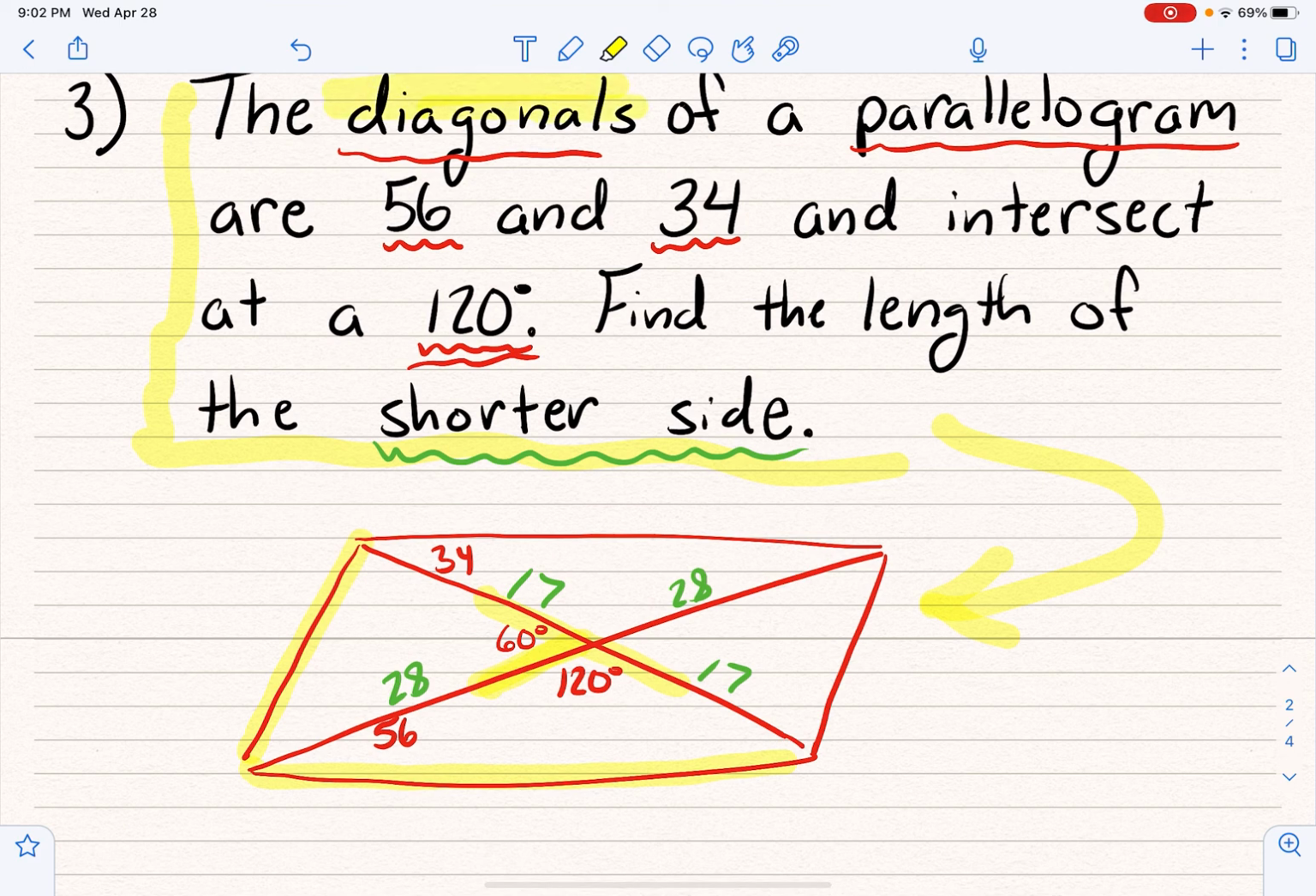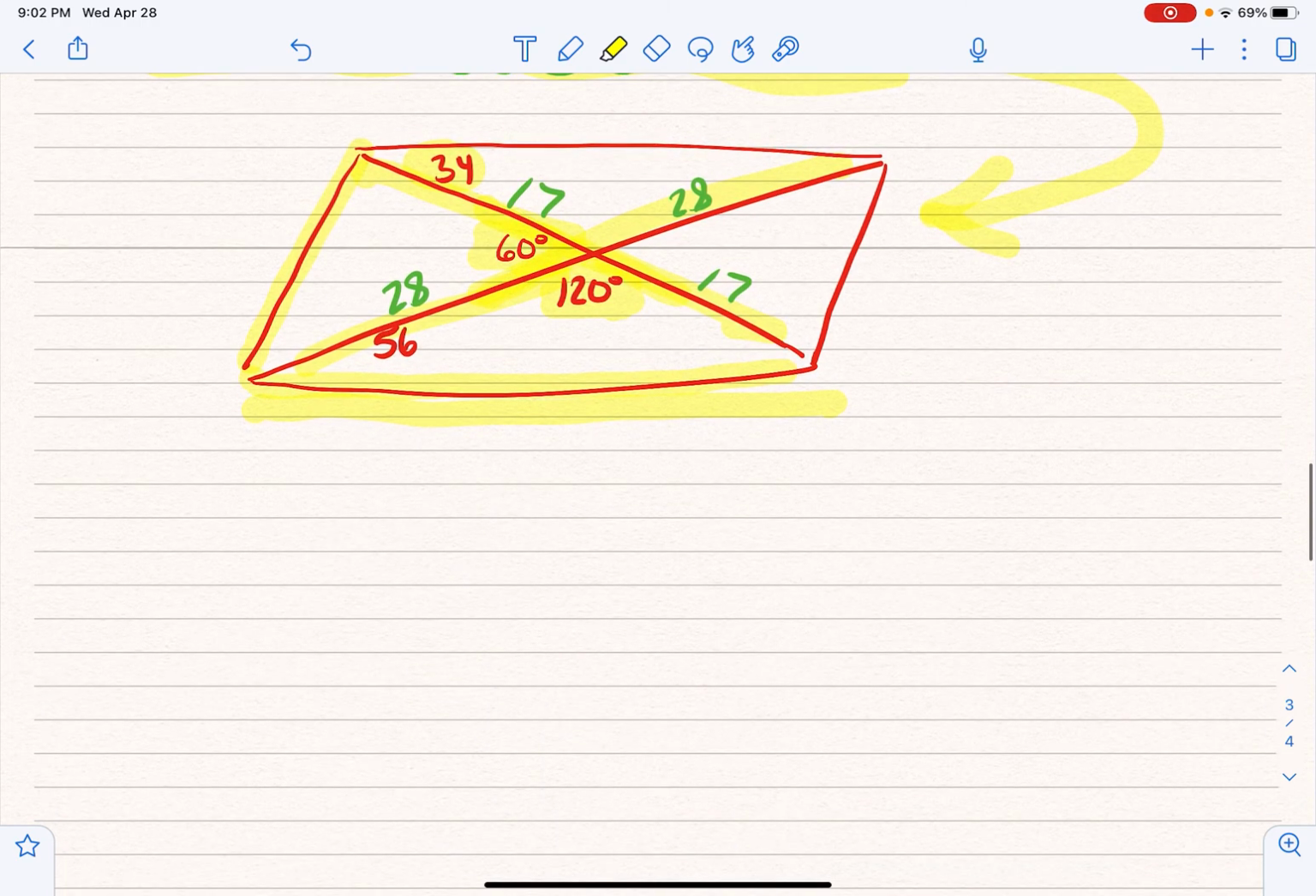The diagonals of a parallelogram always bisect each other, okay? So that means we're going to take those numbers that they give us and cut them in half to create our triangles. And then we have to label this angle and realize what angle is going to be supplementary to it. Sometimes we might want the larger one and the side opposite of it, and sometimes we might want the smaller one, like in this case. So now let's take a look at how we're going to do this.